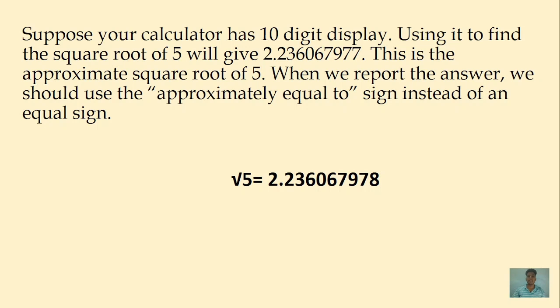Suppose your calculator has a 10 digit display. Using it to find the square root of 5 will give 2.2360 and so on, which is the approximate square root of 5. When we report the answer, we should use the approximately equal to sign instead of an equal sign.